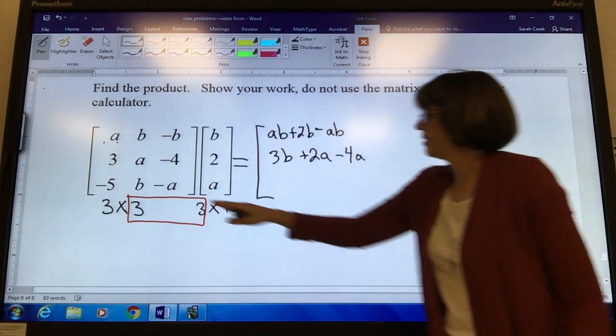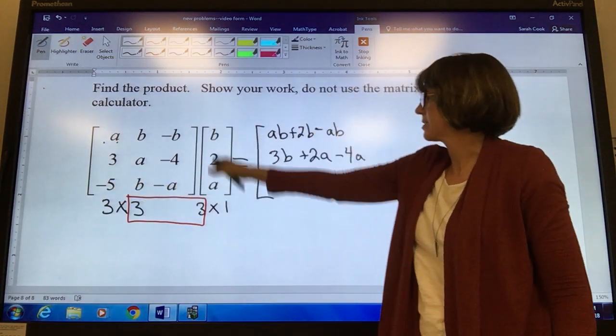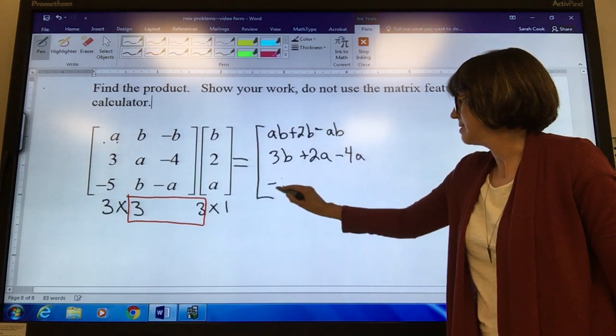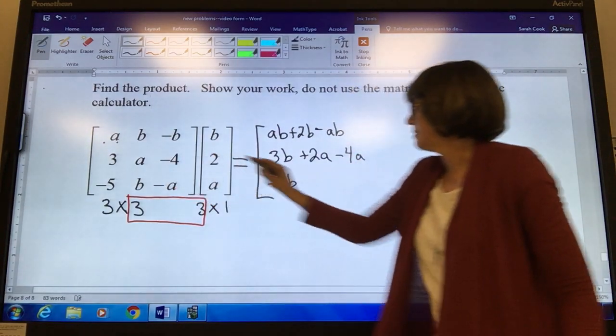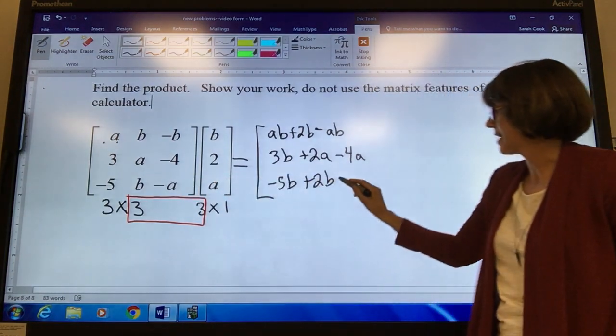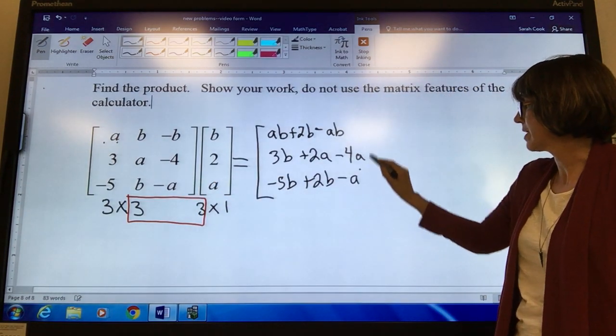And now finally, our third row of that first matrix times this column. Negative 5 times B is negative 5B. B times 2 will be adding 2B. And negative A times A will be subtracting A squared.